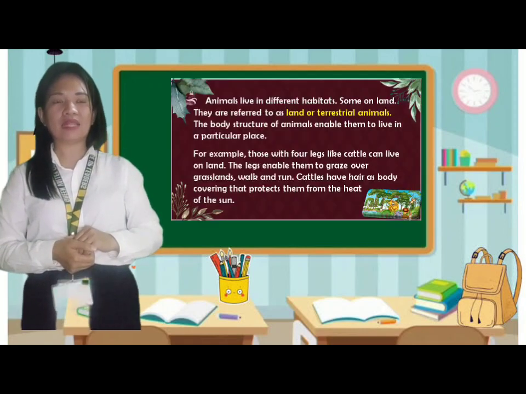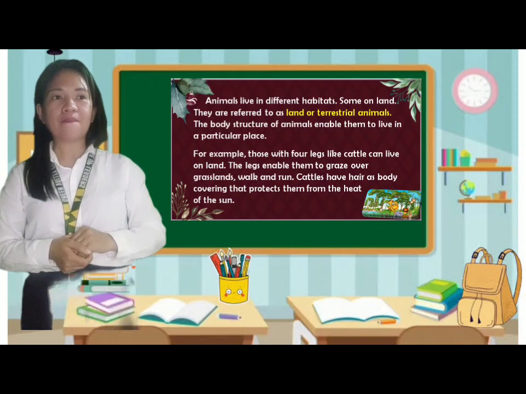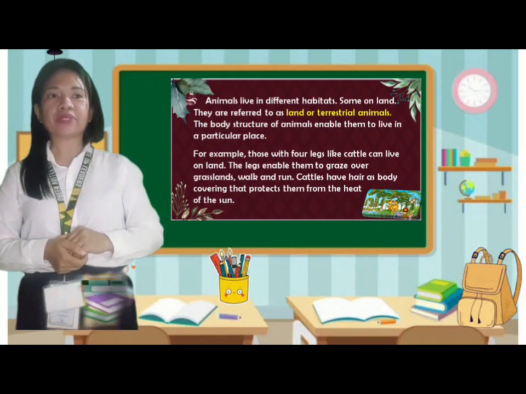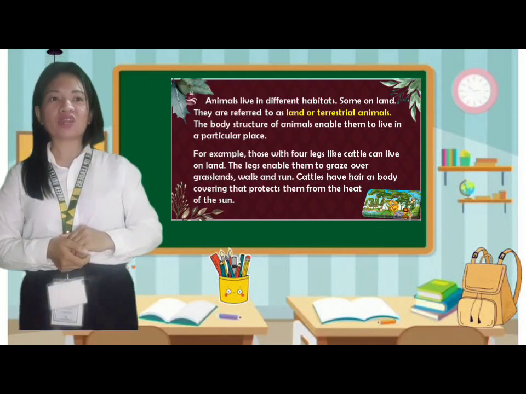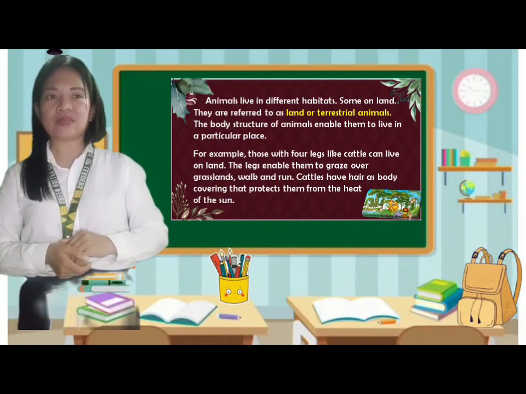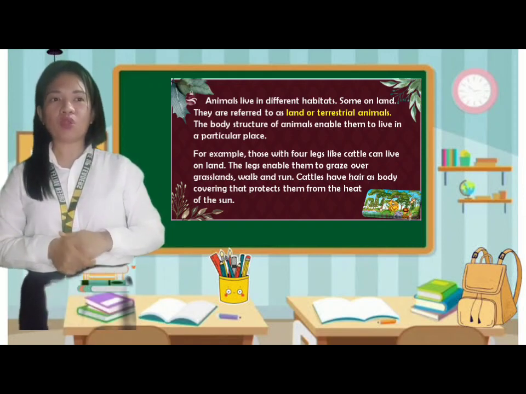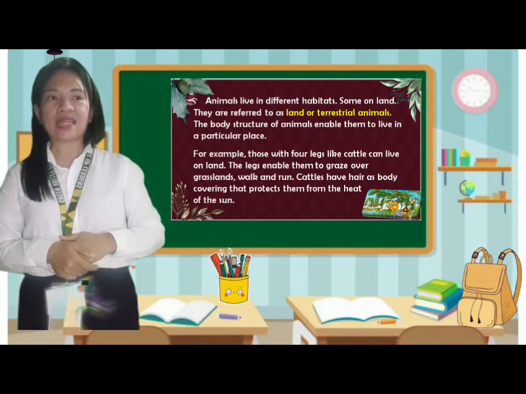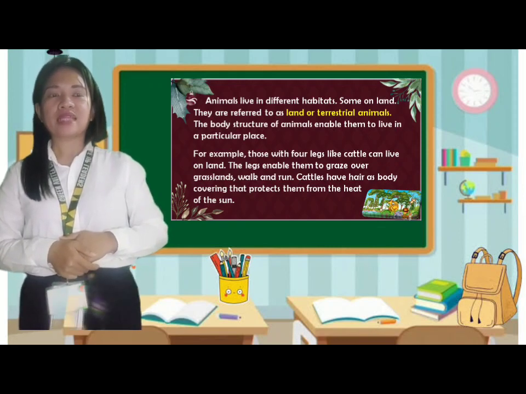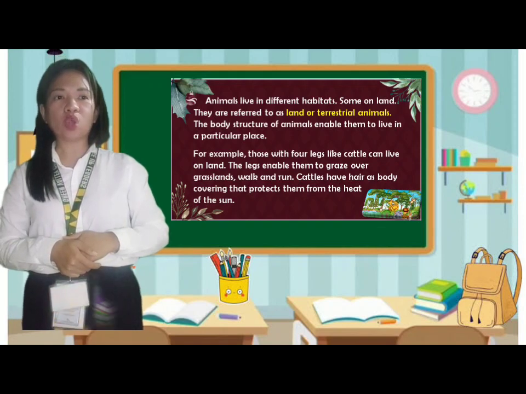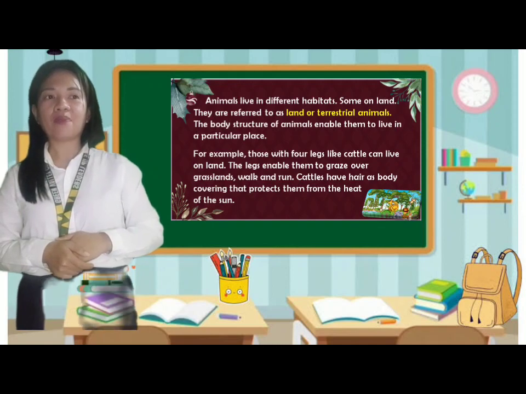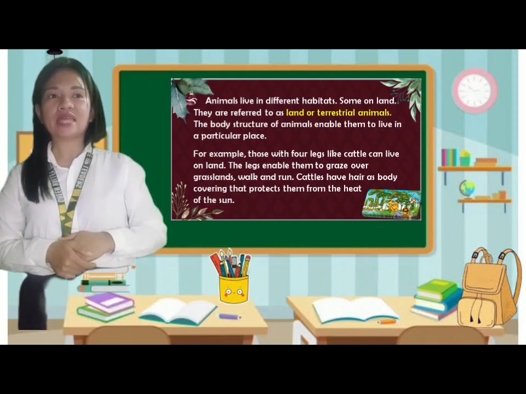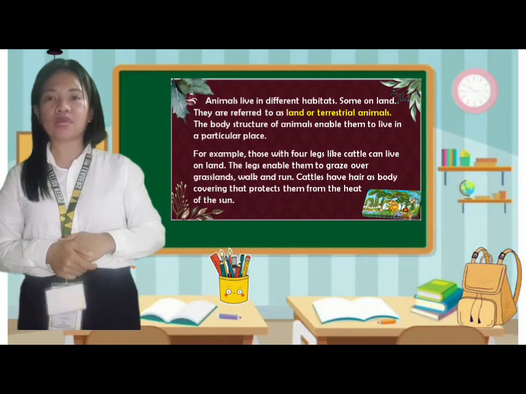Animals live in different habitats. Some live on land; they are referred to as land or terrestrial animals. The body structure of animals enables them to live in a particular place. For example, those with 4 legs like cattle can live on land. The legs enable them to graze over grassland, walk, and run. Cattle have hair as body covering that protects them from the heat of the sun.